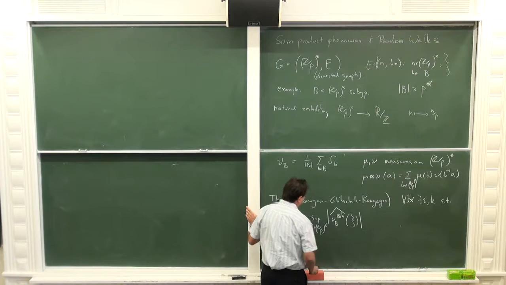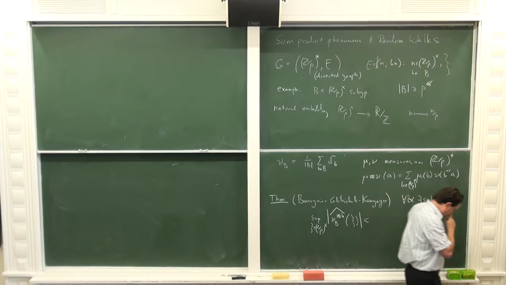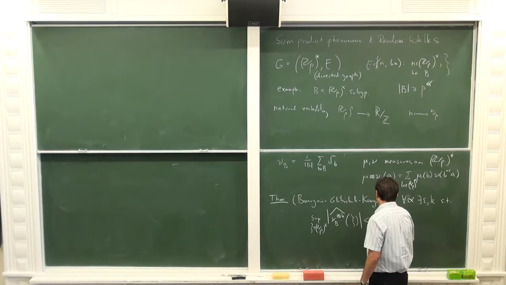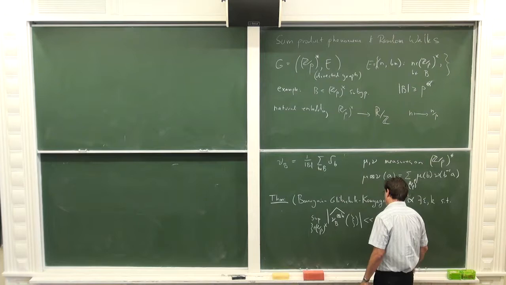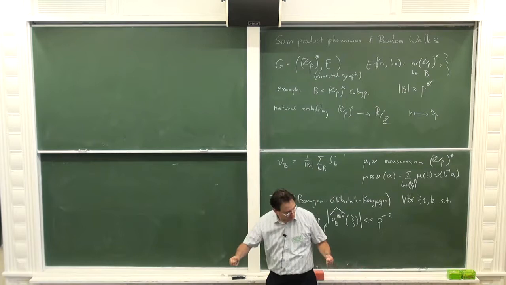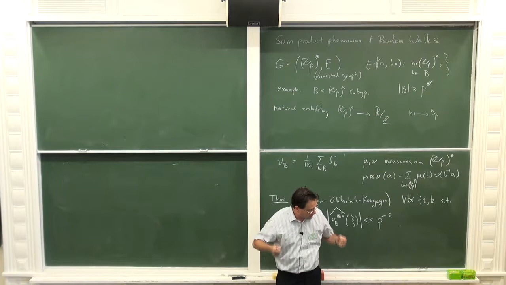So this is going to be bounded by some absolute constant times p to the minus epsilon. So just by going finitely many, a bounded number of steps depending only on alpha in my random walk, I'm already very well distributed in my circle.